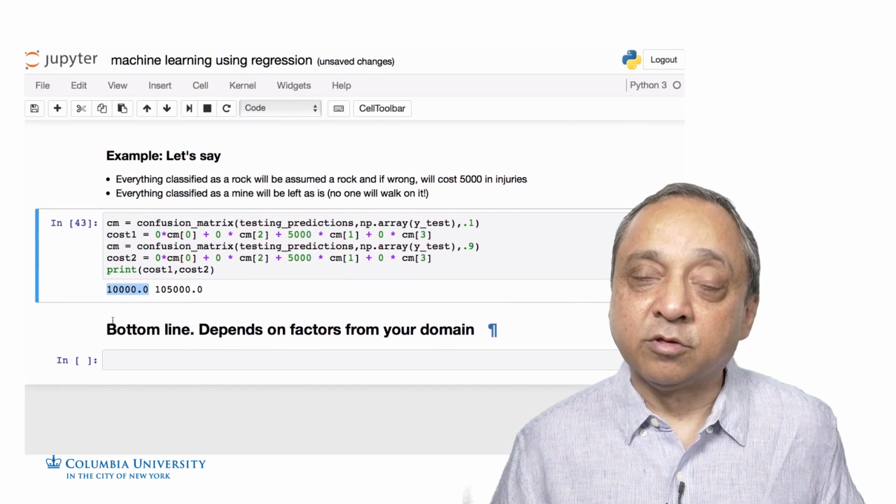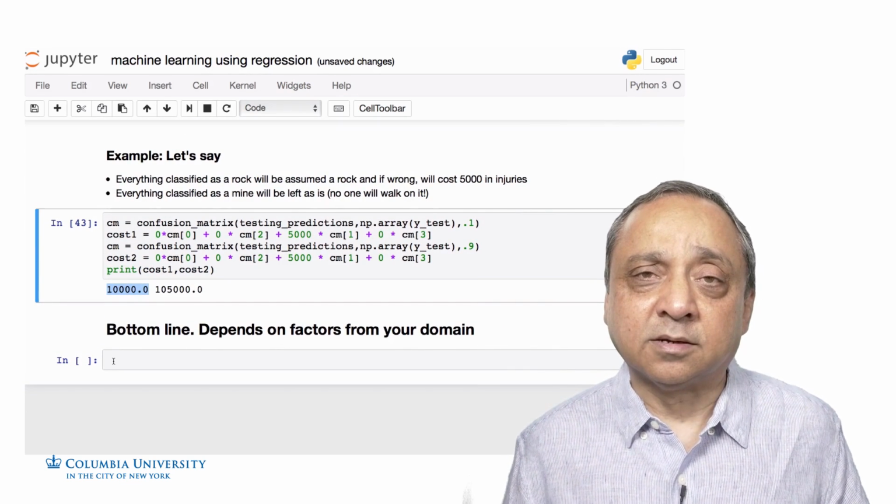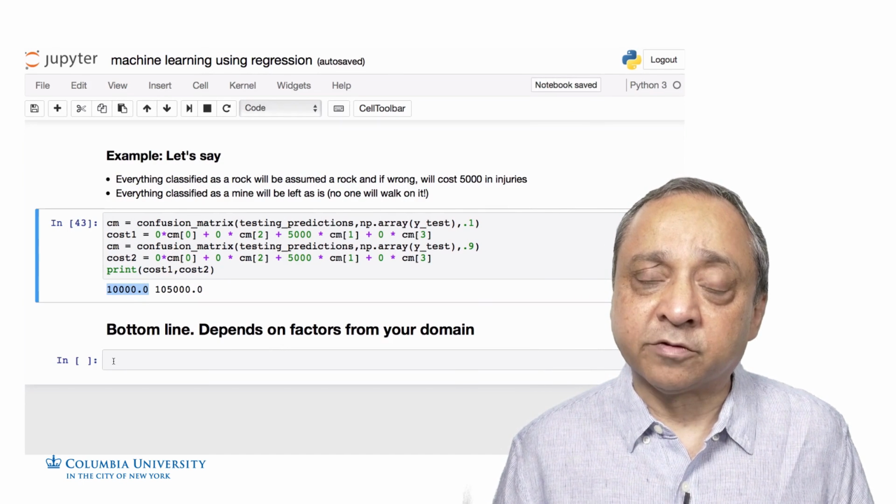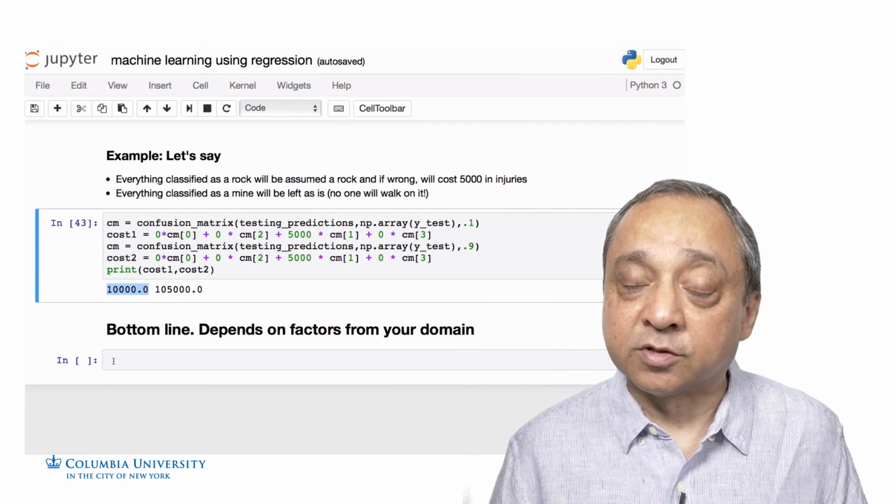So that's it for using regression for classification. I urge you to try logistic regression on your own and see what kind of results you get, and then compare that with the results we got for this.